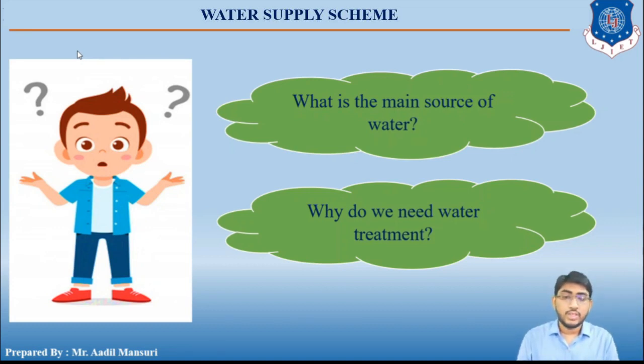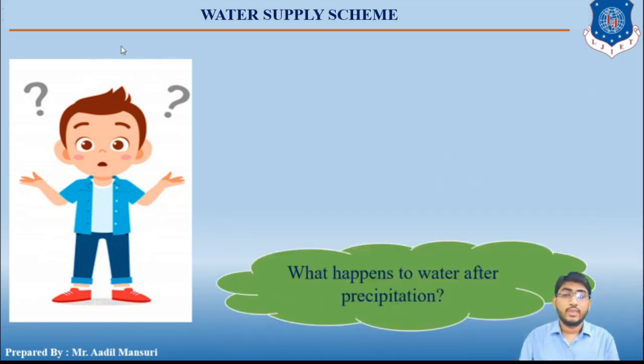Understood students? So the main source of water is rainfall, and because it passes through the atmosphere, it dissolves various impurities, and when the water gets accumulated in the surface sources, and when we extract it, we need to treat it before supplying to the consumer. So let us move ahead.